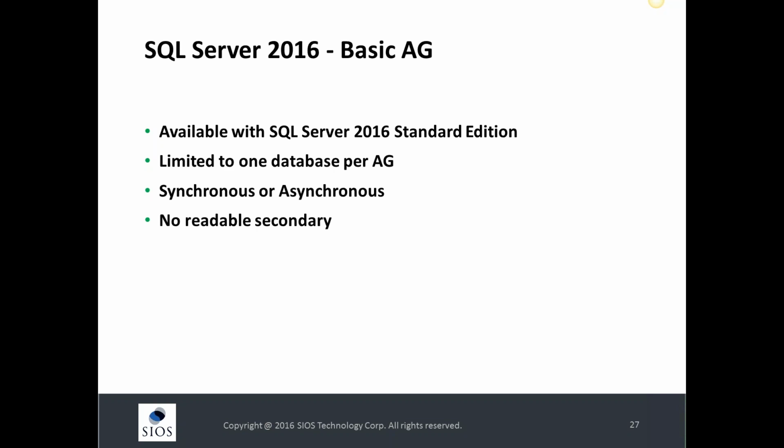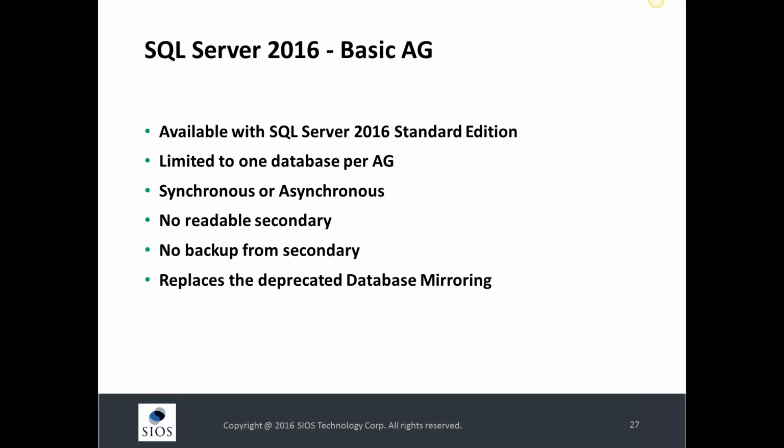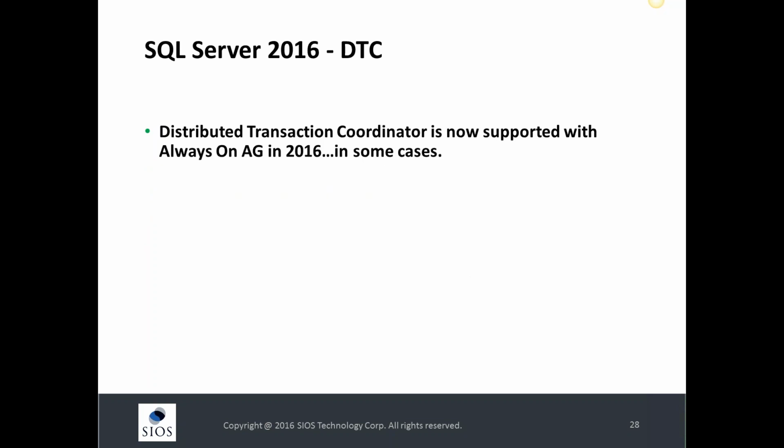So in the enterprise version, you can have read-only access to the secondaries. You can also do backups from the secondaries. The basic availability group does not allow readable secondaries or taking backups from the secondaries. So again, it replaces the deprecated database mirroring.